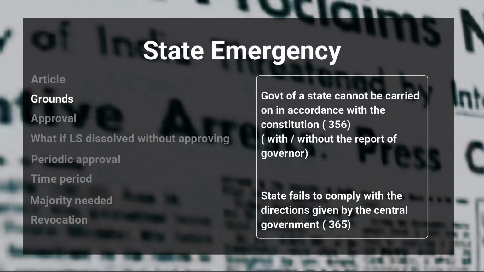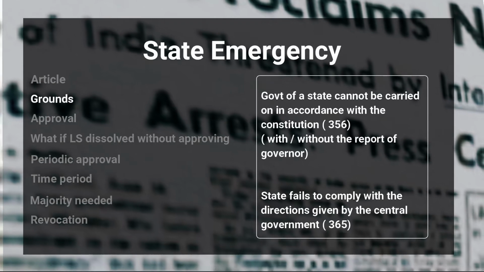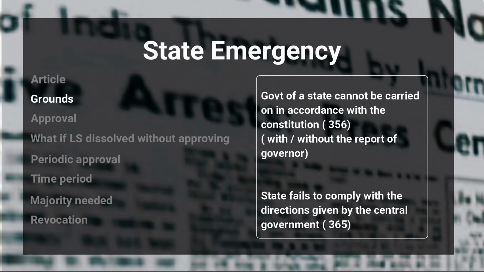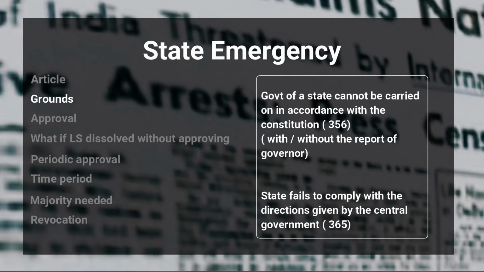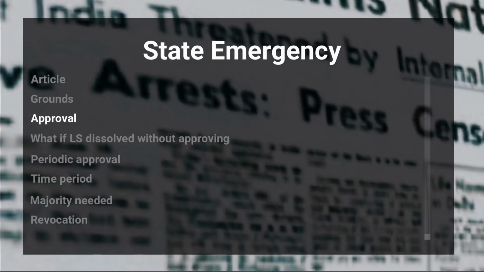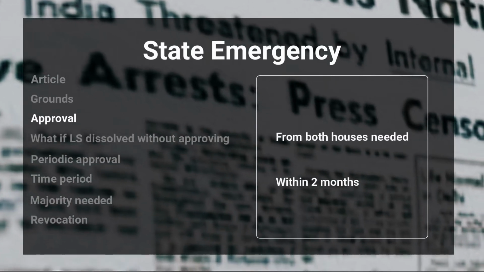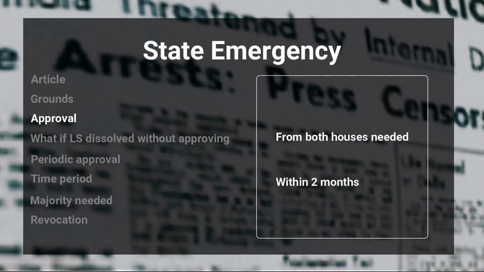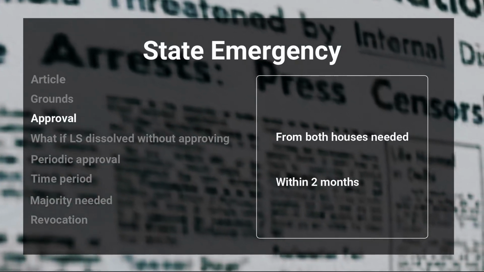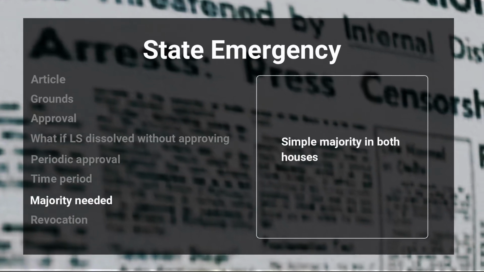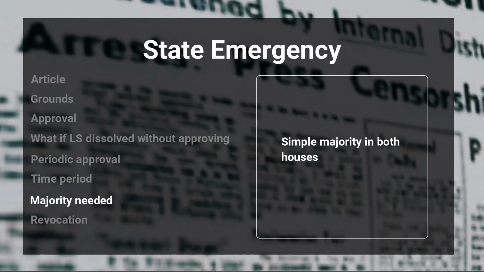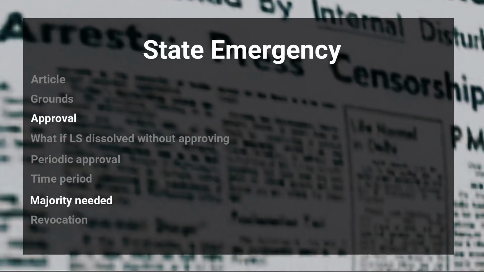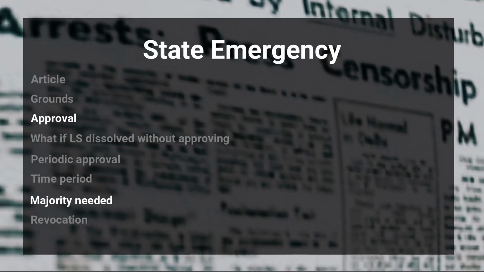other executives. The next ground is given in Article 365, that is, when the state government fails to comply with the directions given by the central government. Parliamentary approval is needed for the proclamation of state emergency within a period of 2 months from the date of proclamation. It just needs a simple majority in both houses. The approval and majority needed are just the same as in the case of financial emergency.